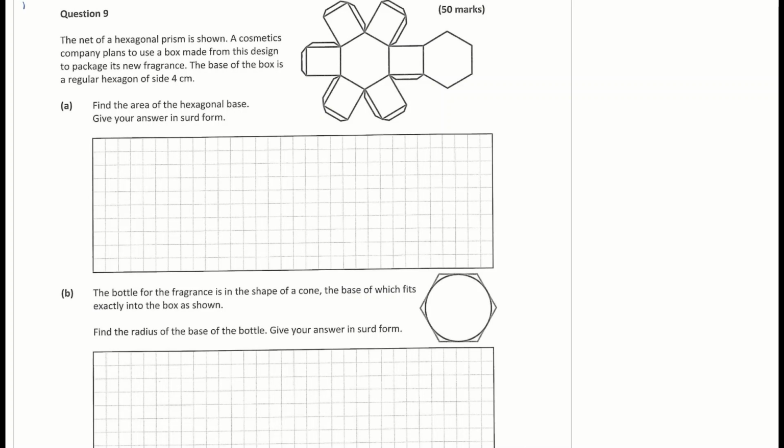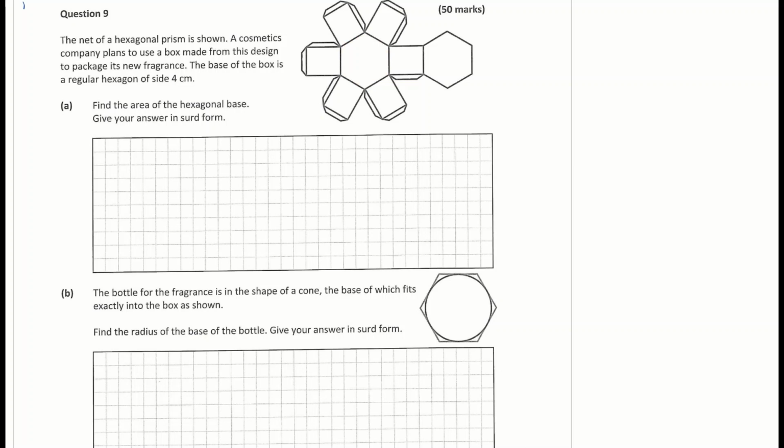Question 9. The net of a hexagonal prism is shown. A cosmetics company plans to use a box made from this design to package a new fragrance. The base of the box is a regular hexagon of side 4 centimeters. Part A, find the area of the hexagon base. Give your answer in surd form. So we're basically looking for the area of this shape here. That's what we're trying to get the area of.